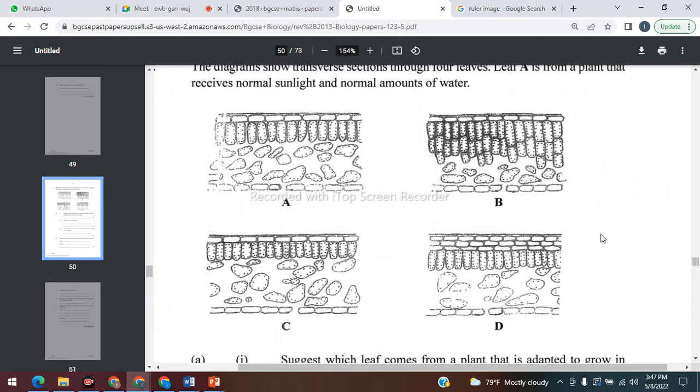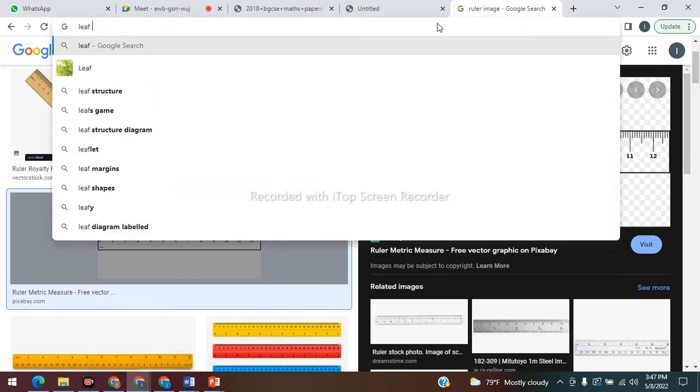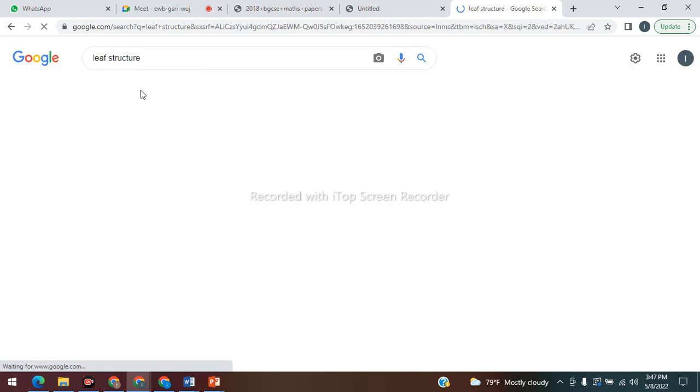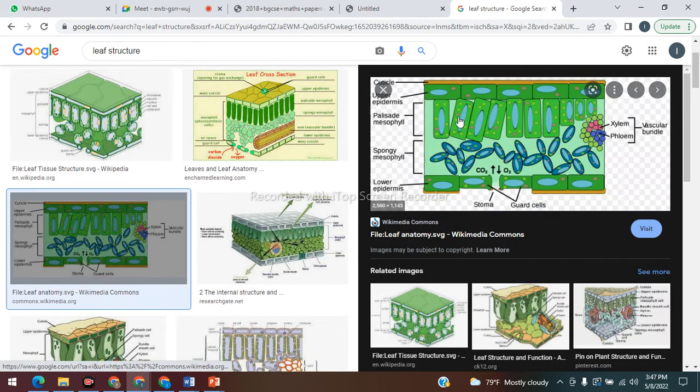Which leaf is adapted to make the most food? B. Yeah, B. Why? Because it has so much palisade cells. So much chlorophyll. Palisade mesophyll, right? It isn't palisade cells. No, palisade mesophyll. Yeah, leaf structure. I just used to say palisade cells and everything. Wow, thank you for correcting me. No one can ever correct me on that. Yeah, palisade mesophyll. That's what it's called.